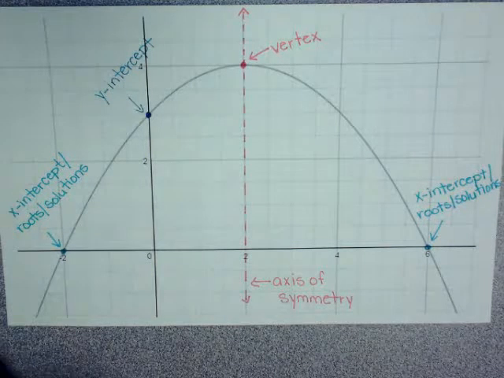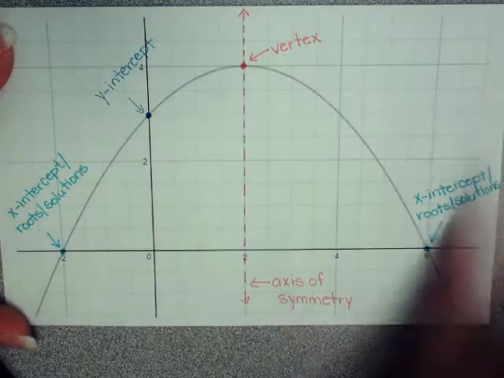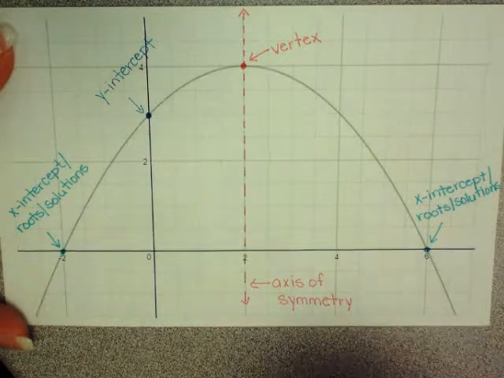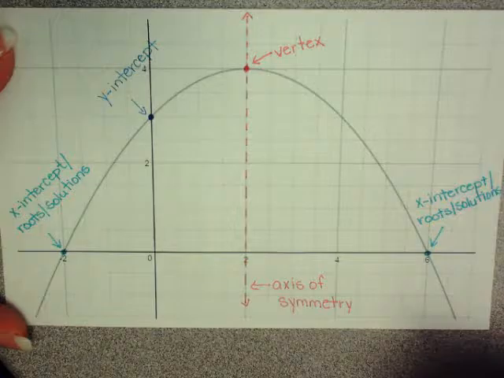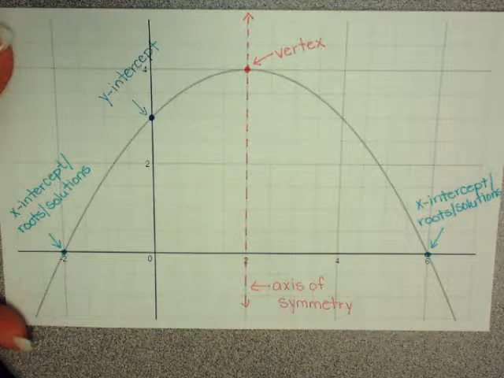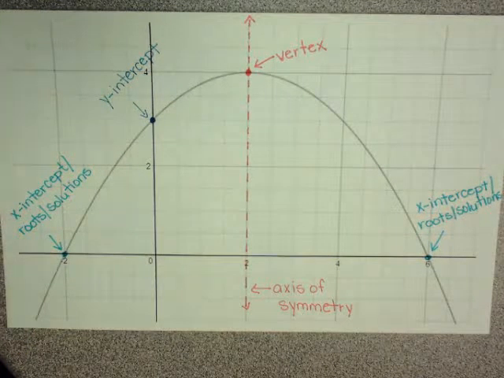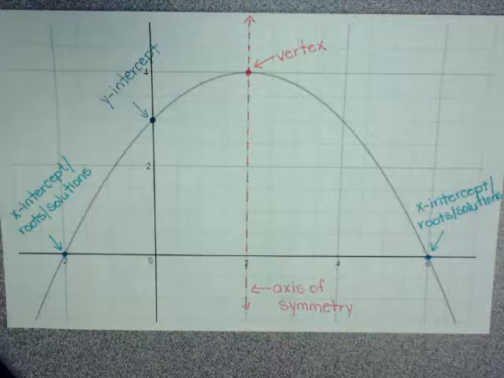We're going to look at different ways of how to actually come up with these points and then be able to graph when our problem is given to us in different forms. That'll be in the next video. But this is anatomy of a quadratic function, on page 32 in your notebook.